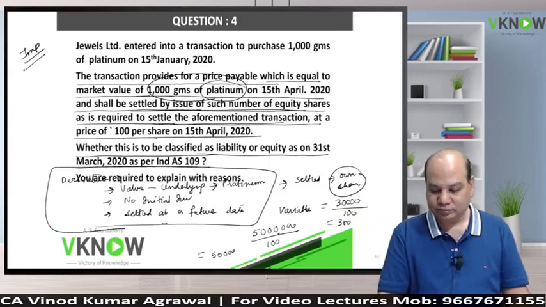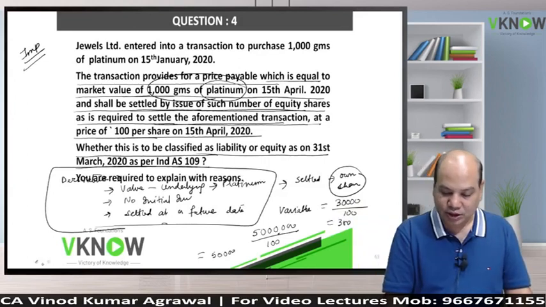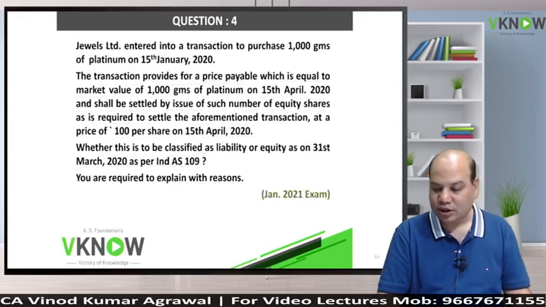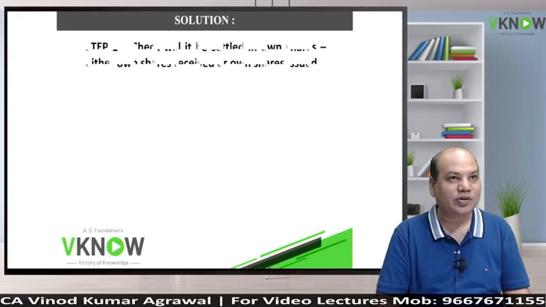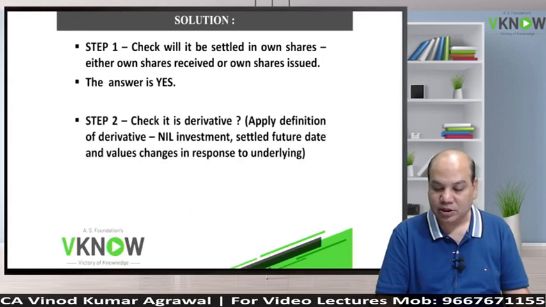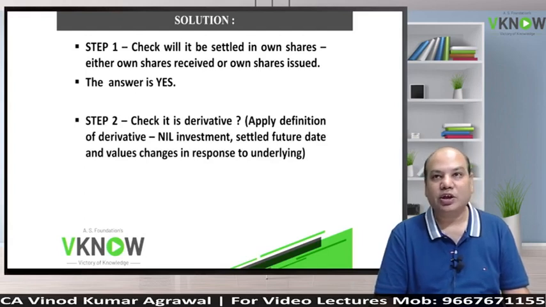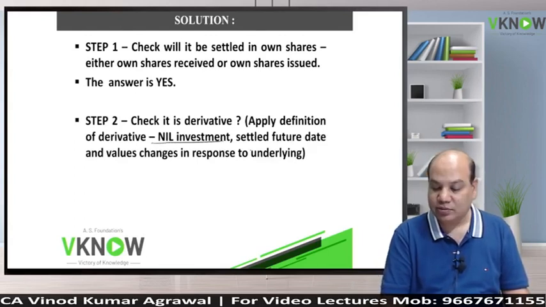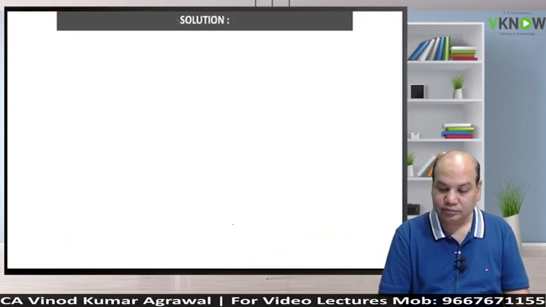So you are required to explain with reason for 4 marks. How do you check, how do you write the answer in the exam? This is an actual exam question. First check whether the contract will be settled in own shares, yes. Whether it is a derivative or a non-derivative contract. If I apply the definition of derivative, it meets the three requirements: nil investment, future date settlement, value changes.